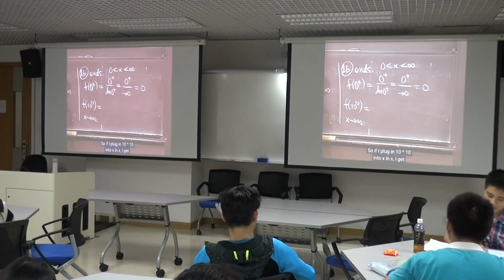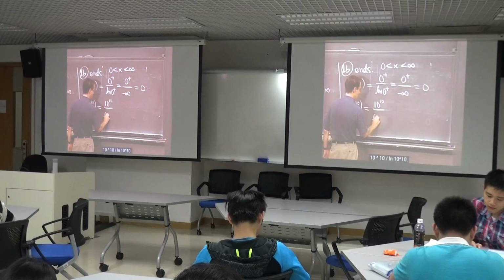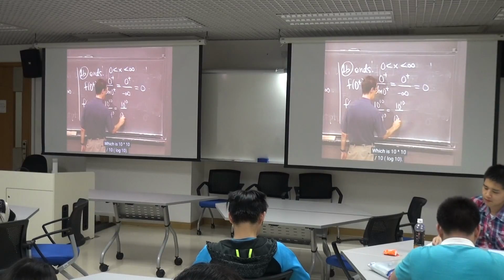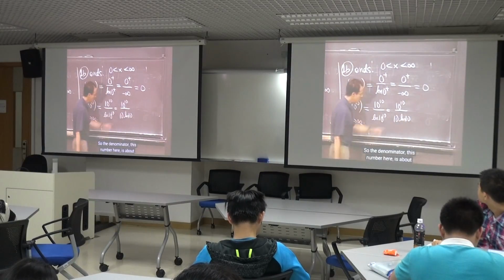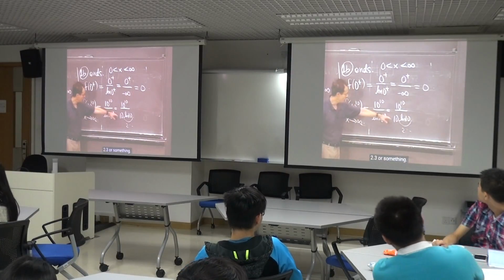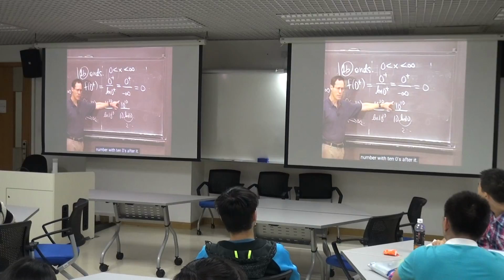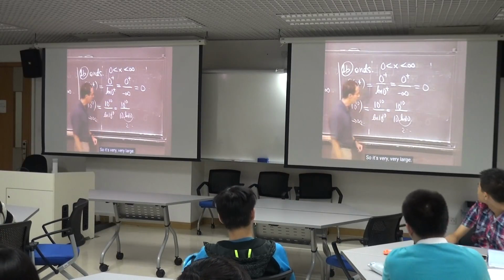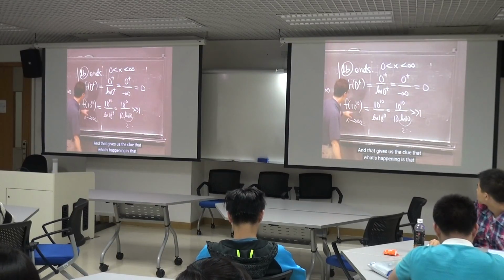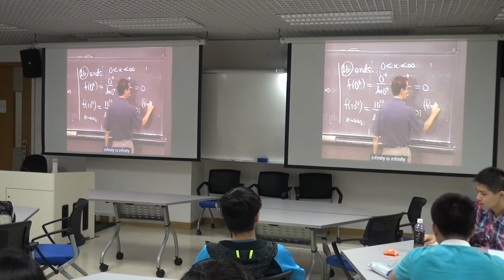So if I plug in 10 to the 10th into x over log x, I get 10 to the 10th divided by the natural log of 10 to the 10th, which is 10 times log 10. So the denominator is about 2.3 times 10, so maybe 23 in the denominator, and this is a number with 10 zeros after it. So it's very, very large. I claim it's big. And that gives us the clue that this thing is infinite. So in other words, our conclusion is that f of infinity is infinite.